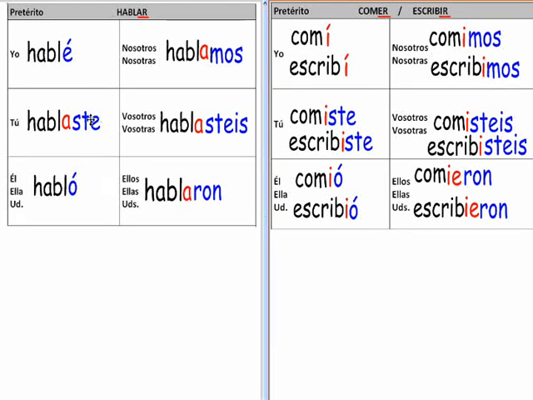The other thing to note is something that's a common mistake: looking at this O with an accent and thinking that that is the yo form. Because now that we're in the past tense, the yo form conjugation is actually E with an accent, hablé for AR verbs, or I with an accent, for example comí, escribí for ER and IR verbs. This O, now with an accent, actually belongs to the él, ella, usted form. That's different from the present tense.